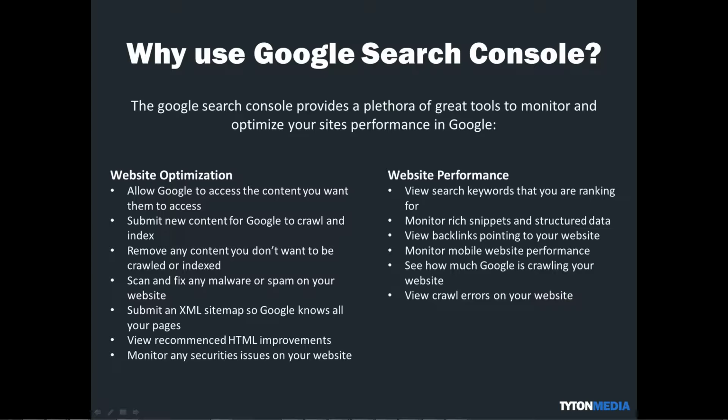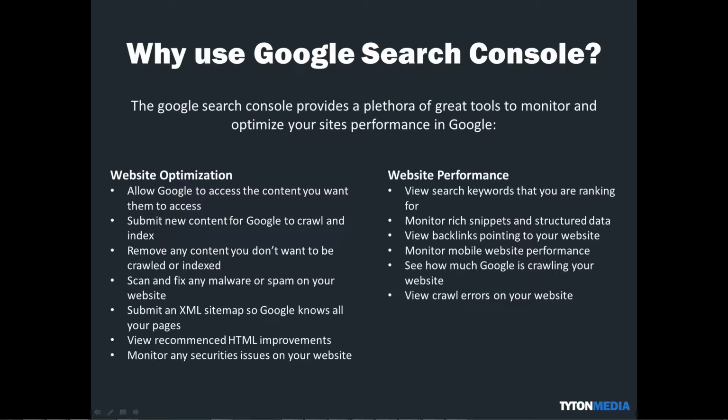So, as far as website optimization goes, Google Search Console allows Google to access the content you want them to access. You can submit certain pieces of content that you want to be indexed, and you can hide certain pieces of content that you don't want people to see. You're able to submit new content for Google to crawl and index, usually using a sitemap, but we'll go over all that later. You can also remove content that you don't want to be crawled or indexed. If you notice that private pages are being indexed in Google, you can use this tool to hide them so people aren't accessing those.